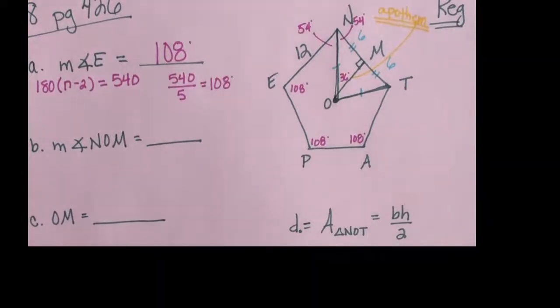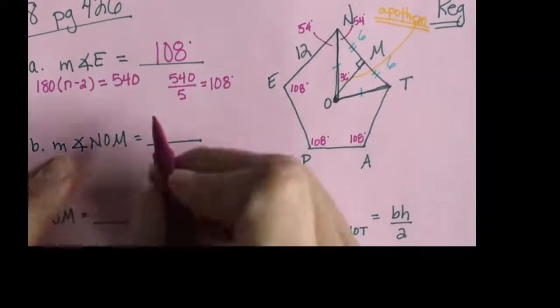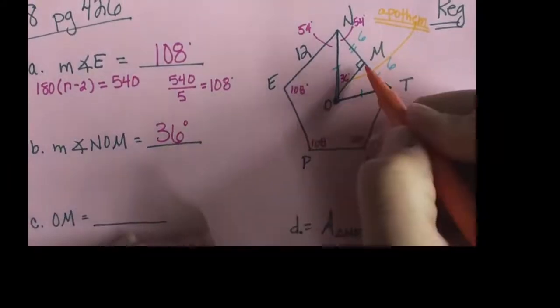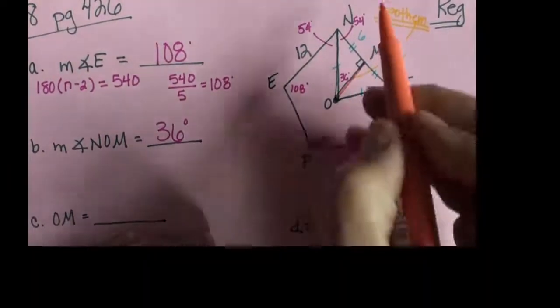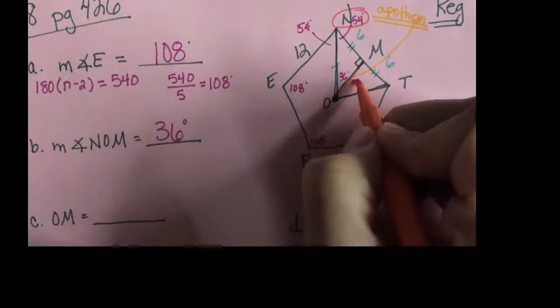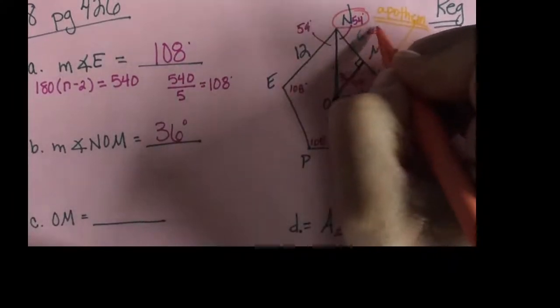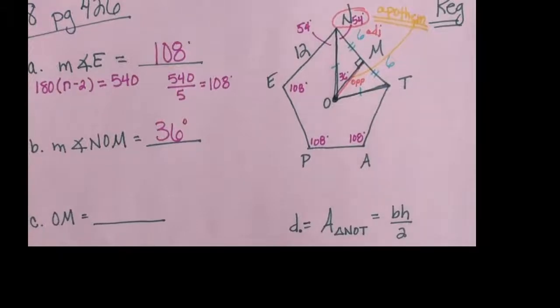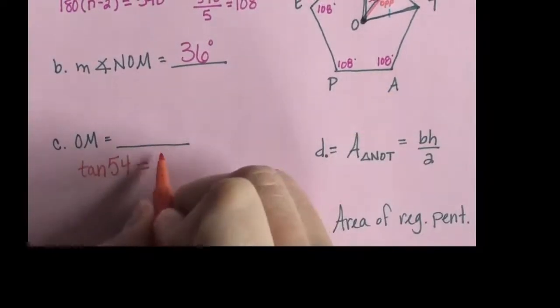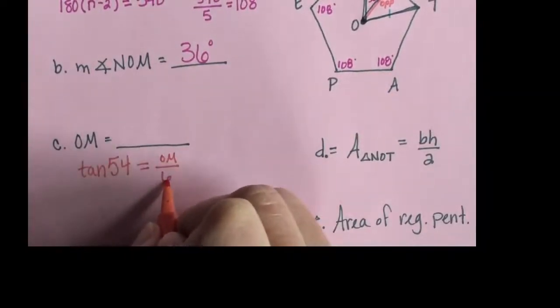So, when we want to figure out what NOM is, we just figured out that it was 36 degrees. The next part says find OM. Well, OM is this guy. I'm going to use 54 just because it's not as crowded, and I'm going to use my trig functions. Here's opposite, here's adjacent. So what we end up with is tangent. So over here, we're going to do tangent of 54 equals opposite, OM, over adjacent, 6.